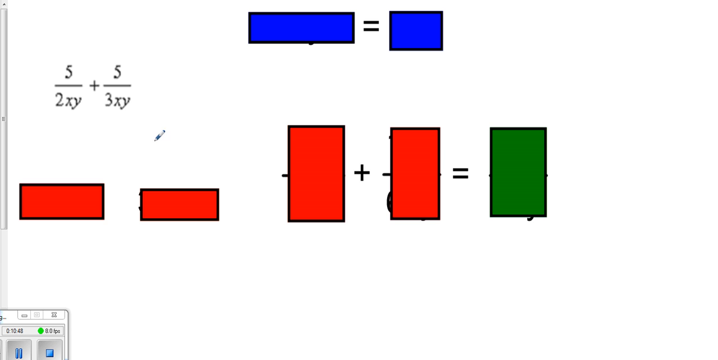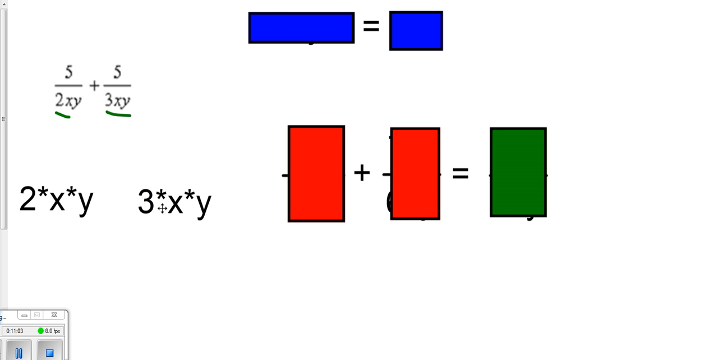Let's look at another example here. We have a common numerator of 5, but that doesn't help us. We're not looking for the numerator, we're looking for our denominators. Our first denominator is 2 times x times y. Our second denominator is 3 times x times y. So when we try to find our common denominator, it should have one of each of these, a 2, an x, and a y. 2x and y.